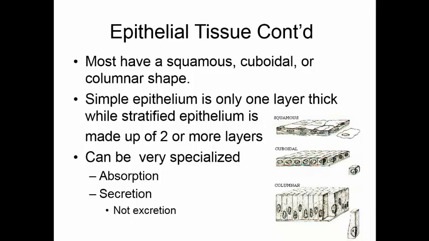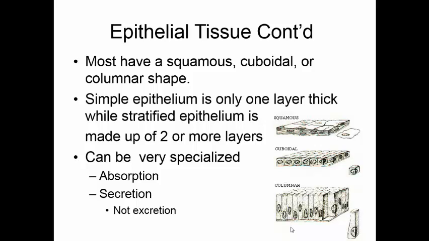Let's see, most have squamous, cuboidal, or columnar shapes. So the largest majority have these three shapes. You need to know these three. You need to know what squamous is, cuboidal, and columnar. You can see the nice little pictures over there on the right. Squamous are flattened like cells. Cuboidal tend to have a cube shape, a round shape. And then columnar are tall and skinny. Squamous are like in your skin, cuboidal found like in your lungs, and then the columnar found like in your small intestines.